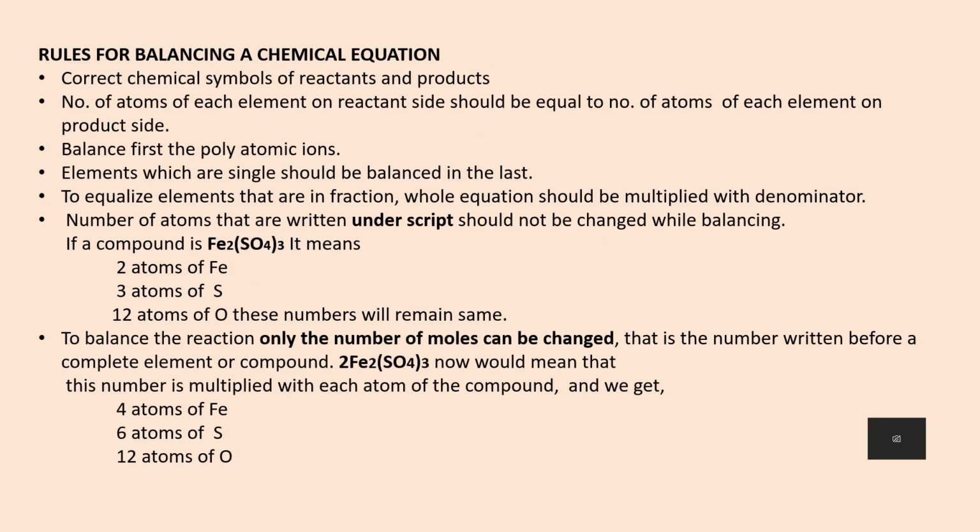Let us learn some of the steps for balancing a chemical equation. After writing the correct symbols of reactants and products, count the number of atoms of each element on the reactant side and also the number of atoms of each element on the product side. Never change the number of atoms which are written as under or subscript in a molecule. For example, 3 in Fe2(SO4)3 should never be changed. Only the number of moles can be changed. Like I have written 2 in front of Fe2(SO4)3.